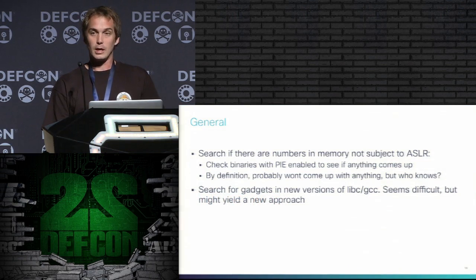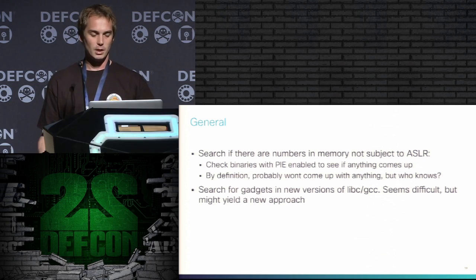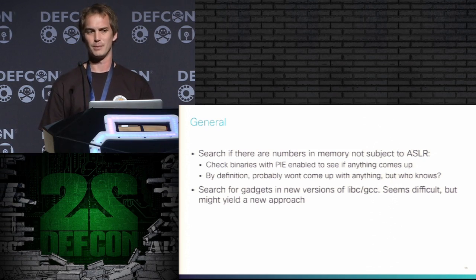So, future work. I'd like to continue having a look at numbers, and whether they're available in memory and not subject to ASLR. So check a bunch of binaries with PIE and see if anything comes up. Realistically there shouldn't be, but you never know. And search for gadgets in new versions of libc and GCC. It seems difficult, but I might find a bunch of gadgets in there which could be exploitable, and allow that separation of exploiting the program through its dependencies, in a way.